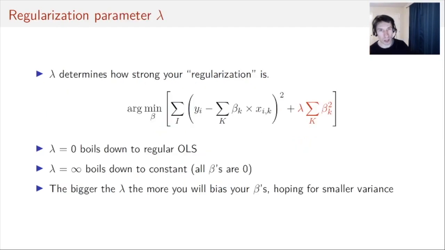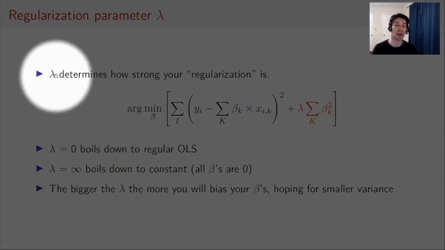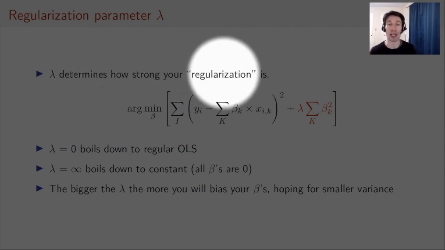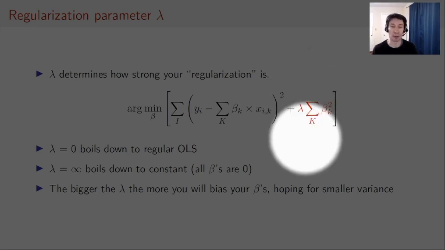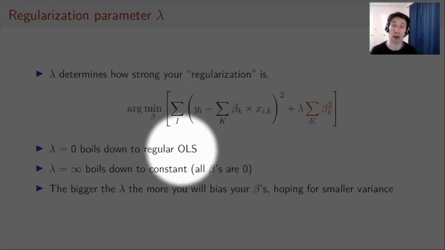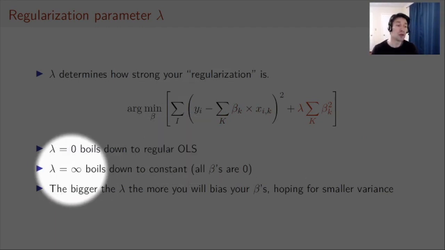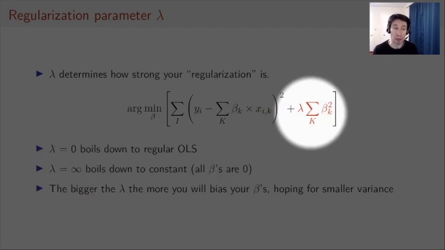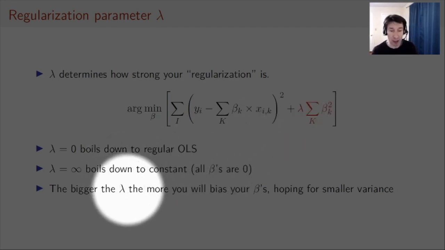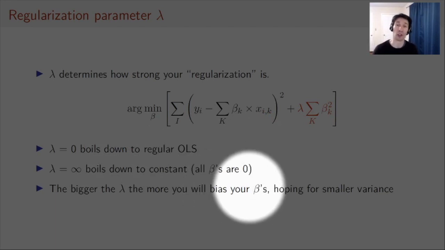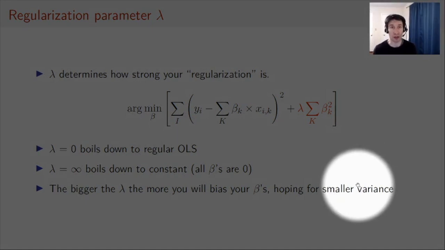Now, how much smaller? Well, that depends on the lambda. The lambda determines how strong your regularization is. Note that if lambda is equal to 0, this whole thing disappears, and your problem just boils down to a regular OLS. So an OLS is just a ridge regression with lambda equals 0. On the other hand, if lambda is infinite, the penalty becomes really binding, and all of your betas tend towards 0. So the bigger the lambda, the more you will bias your betas downwards, the more you will tilt those slopes downwards, in exchange for smaller variance in the betas.